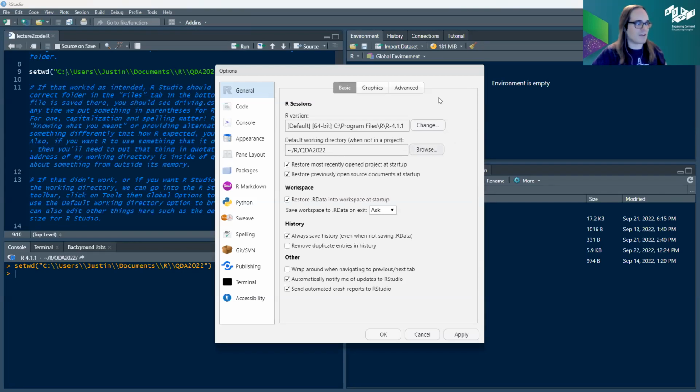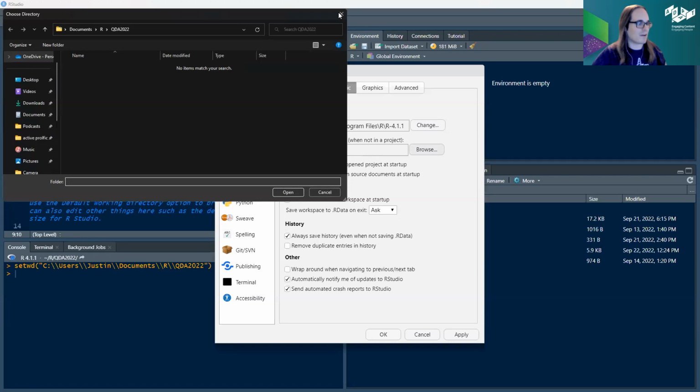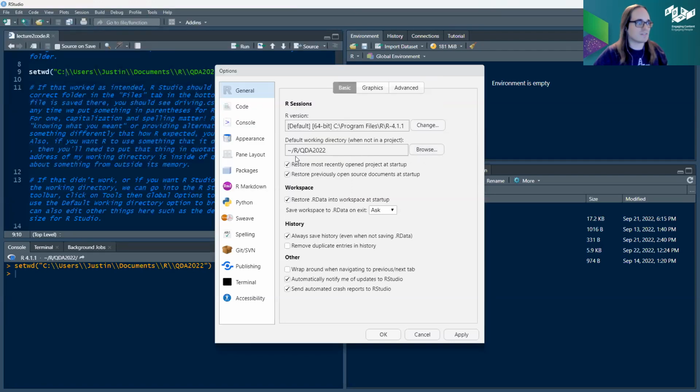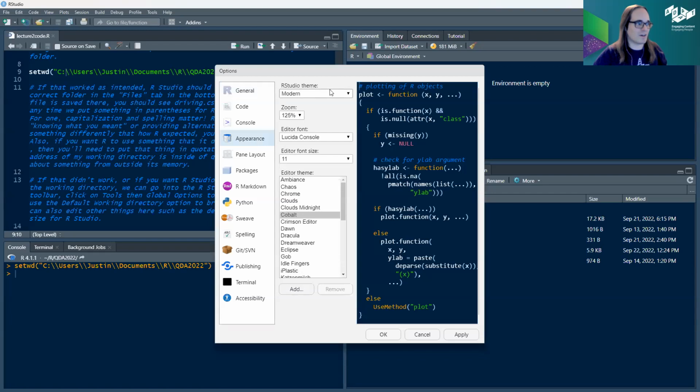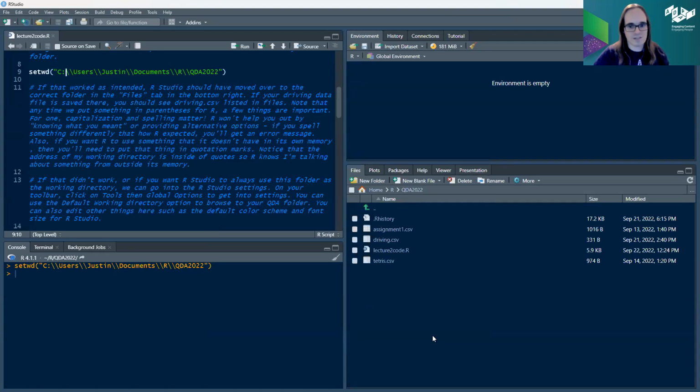You can browse through your own file structure, and I'm not going to do that just now, but you can browse through your own files and find where your working directory is in case R didn't find it when you typed it yourself. This is also where you can do things like I did, like changing the appearance to a different color scheme, more zoomed in, different font sizes, different fonts, whatever else you want. You can do that in the appearance section, also in global options.